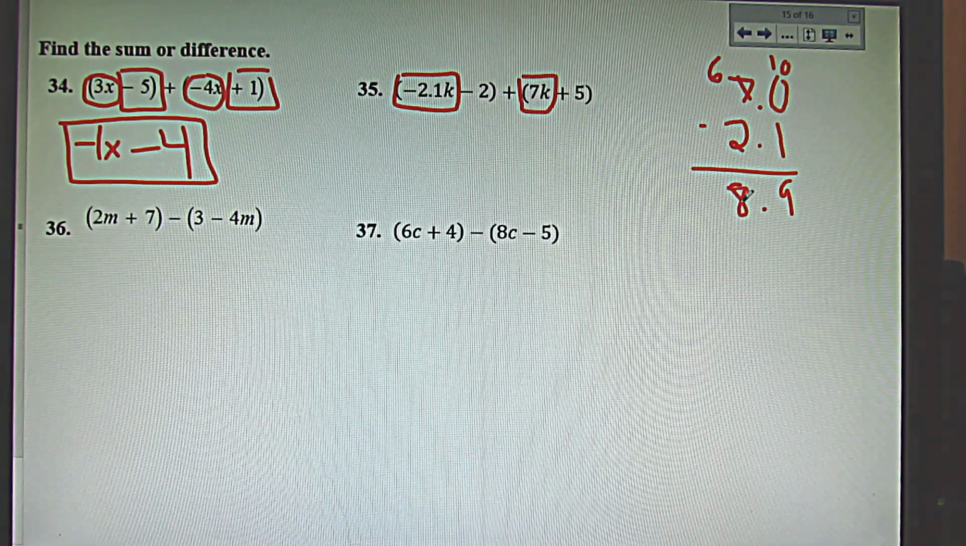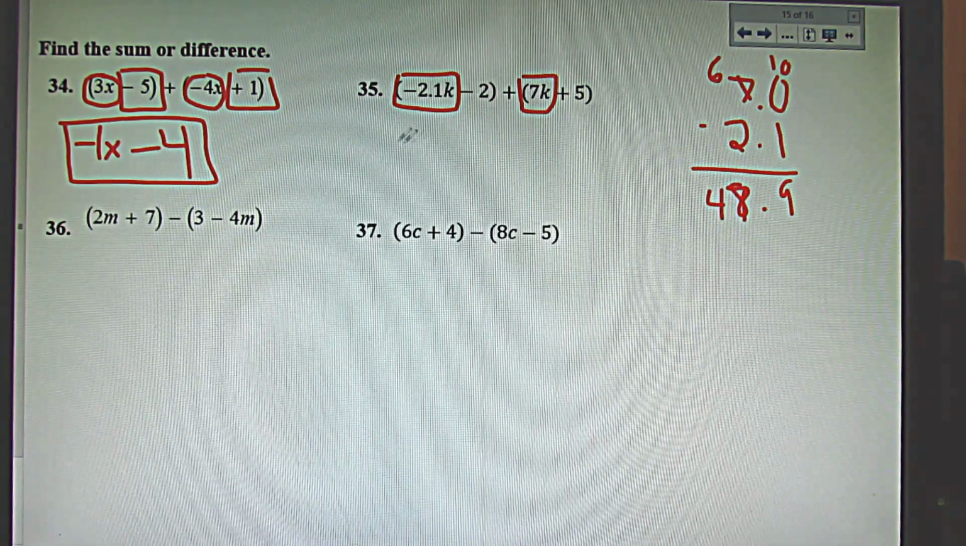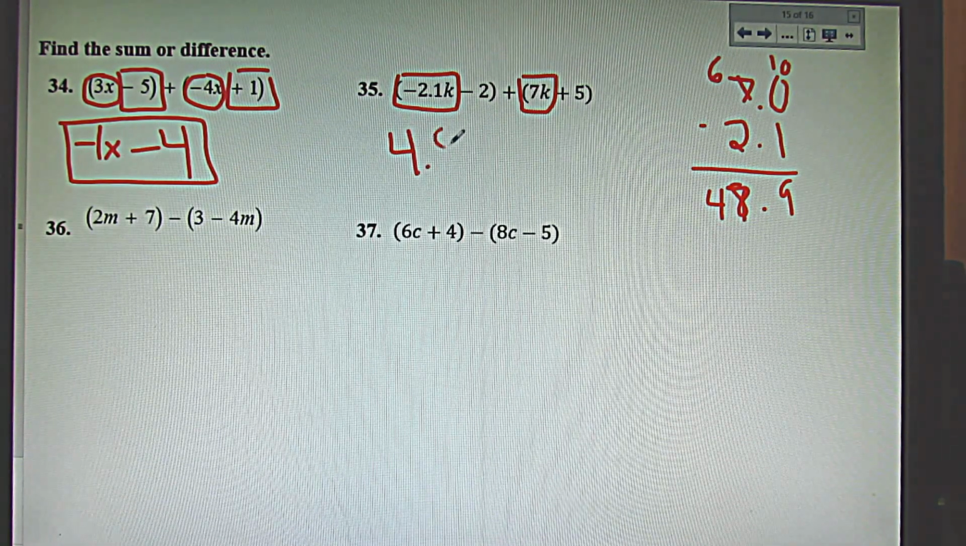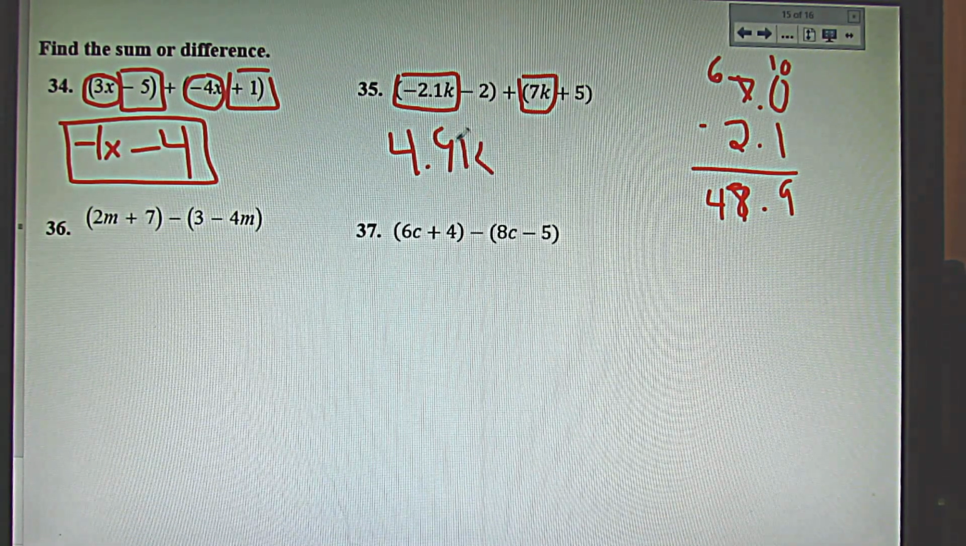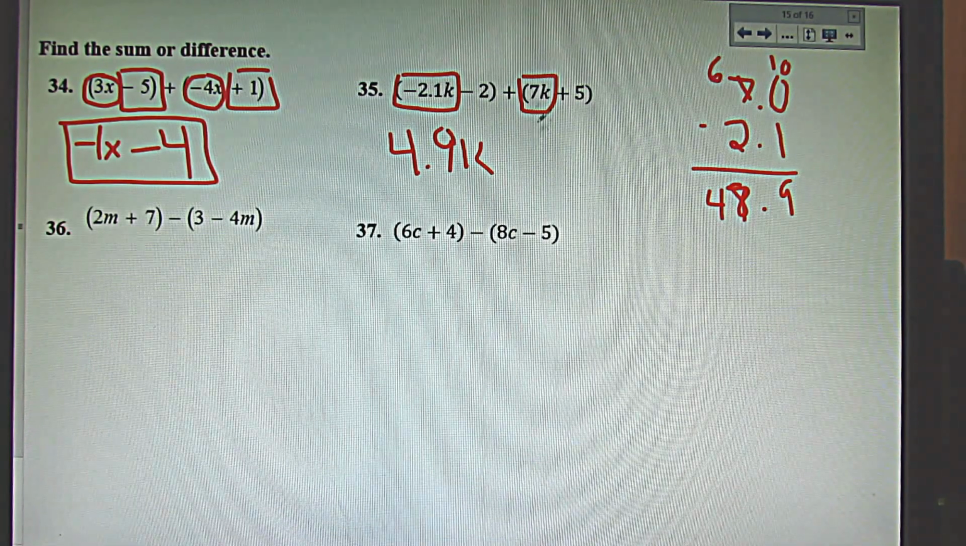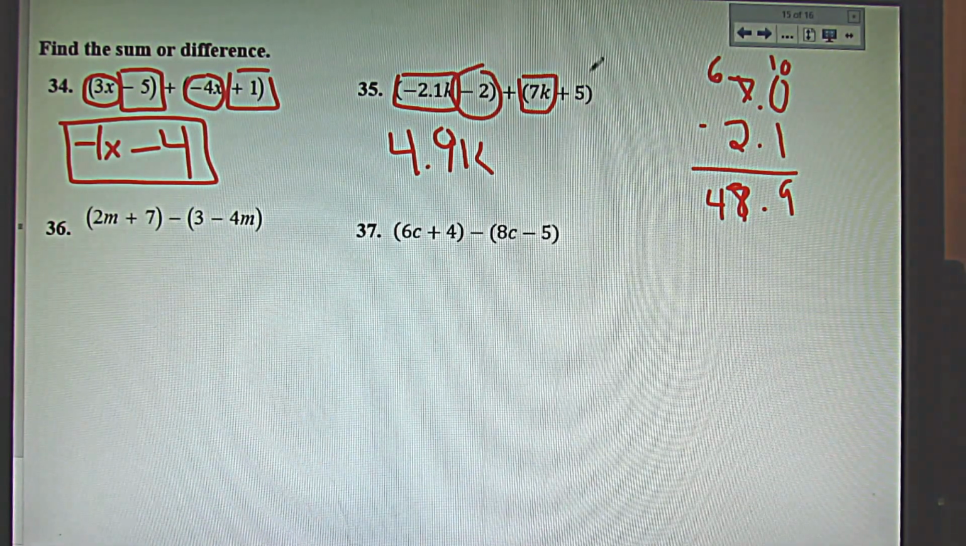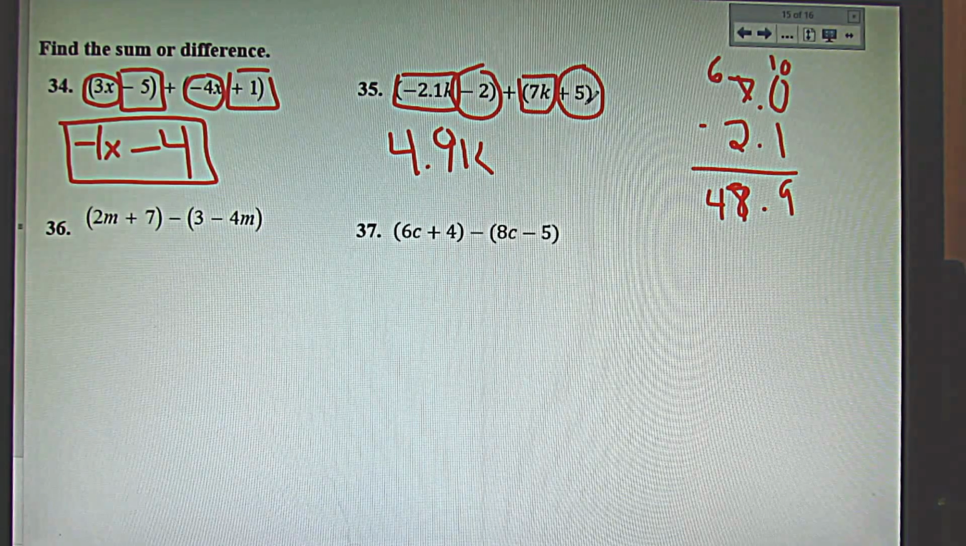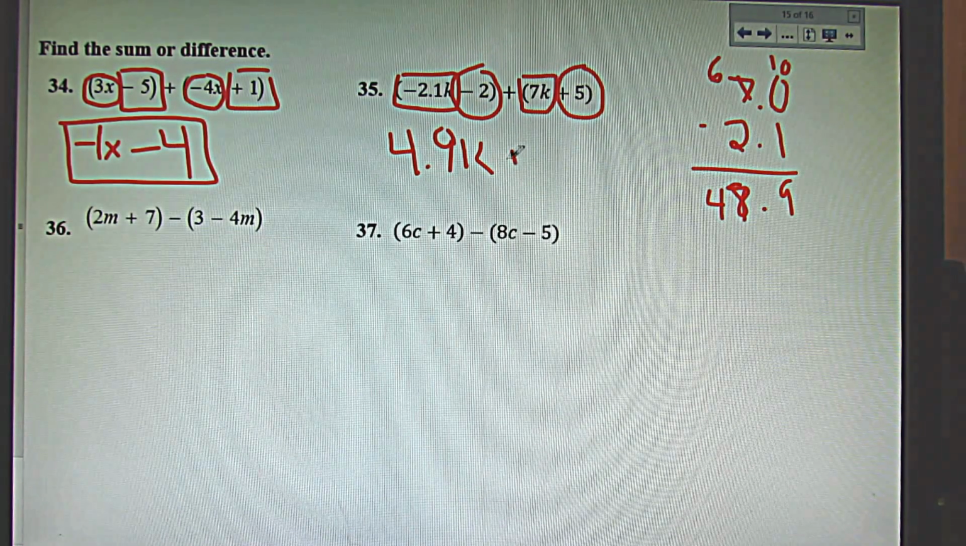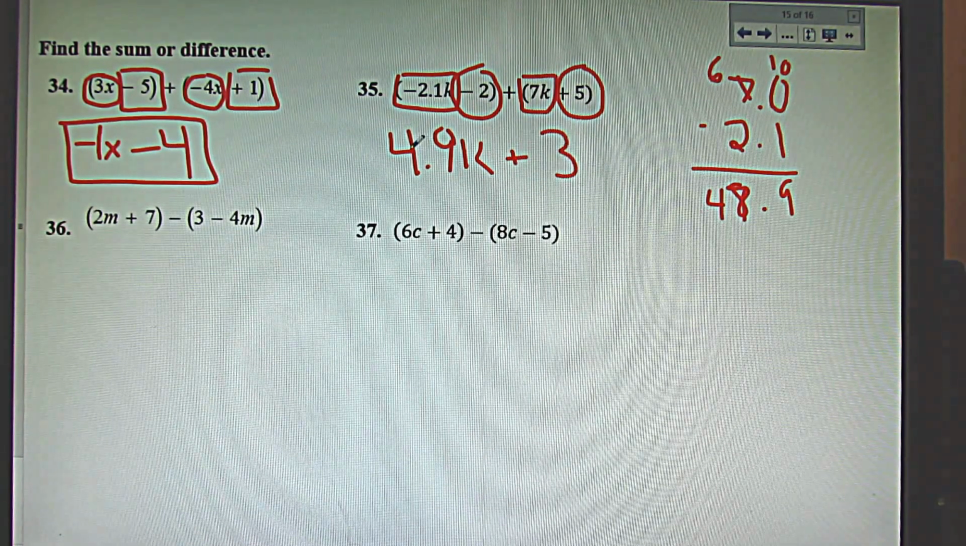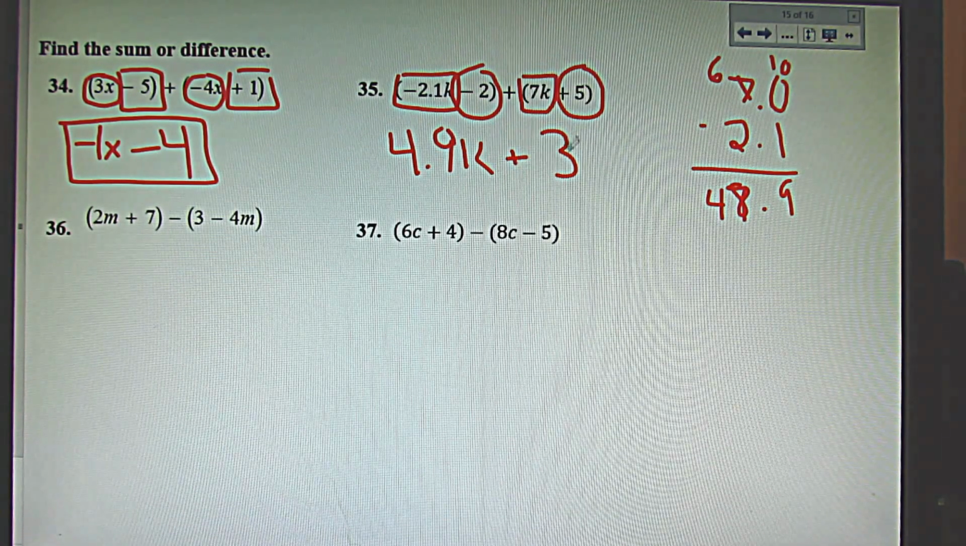Oop, that's not an 8. That's a 4. Alright, I get positive 4.9k. Ooh, sorry, my k's off. And then I have a negative 2 and a positive 5. Negative 2 plus 5 in my calculator gets me a positive 3. Final answer, 4 and 9/10 k plus 3.